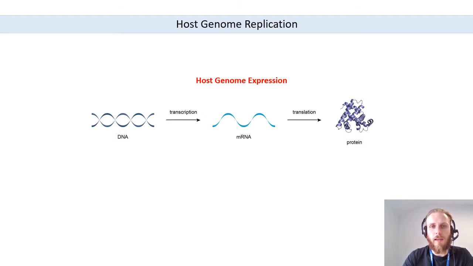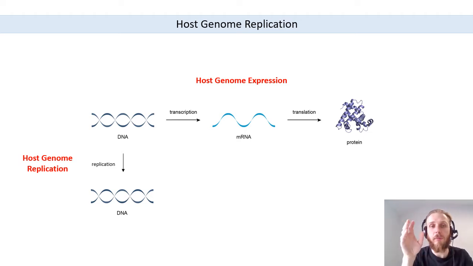So this slide outlines the process of host genome expression that we were looking at last week. And I'm putting this up so we can contrast it to host genome replication, which we're looking at this week. So with host genome expression, we have a DNA genome, and then this DNA genome is being used to produce RNA. This process is transcription. Then this RNA is translated into protein. And this is one genomic process that occurs in the host cell. It's genome expression.